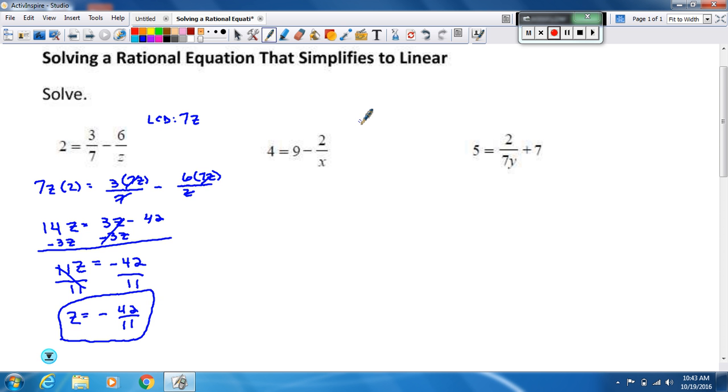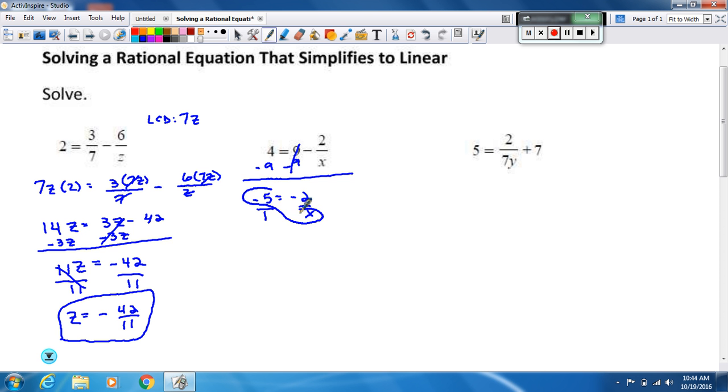Okay, on the next one, the LCD, well, there's only one denominator, and that's X. So actually, there's an easier way when there's only one denominator. I'm going to put my 9 with my 4, so I'm going to subtract 9. So when I do that, 4 take away 9 is negative 5, equals, and then I have my negative 2 over X. I'm going to put a 1 under the 5, and I'm going to cross multiply.